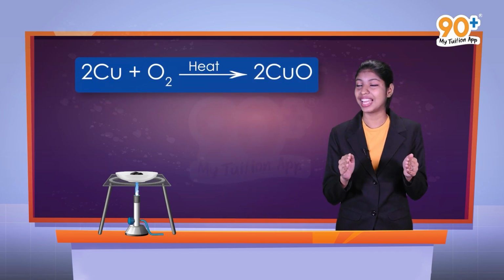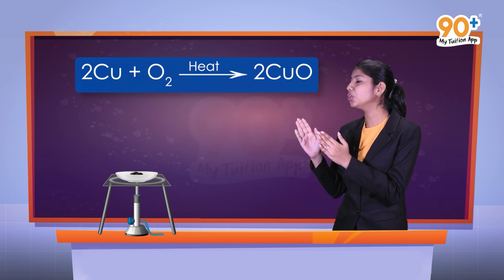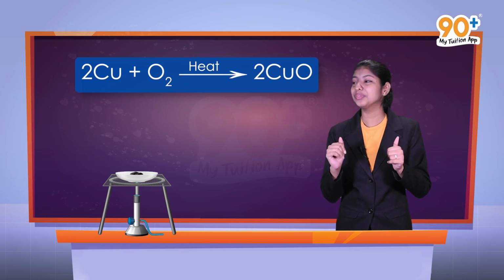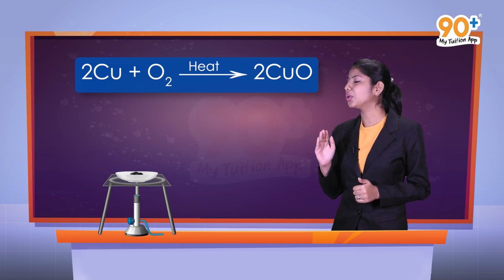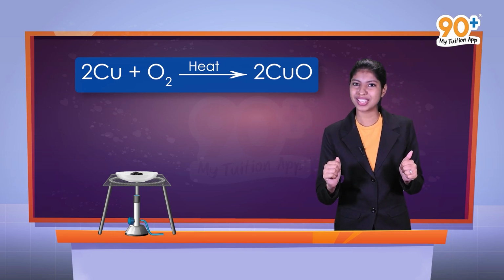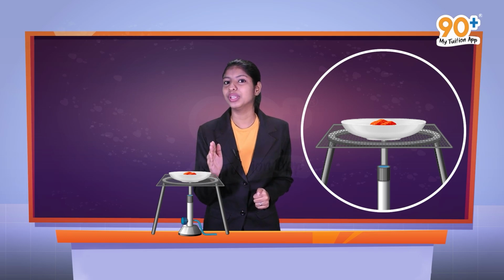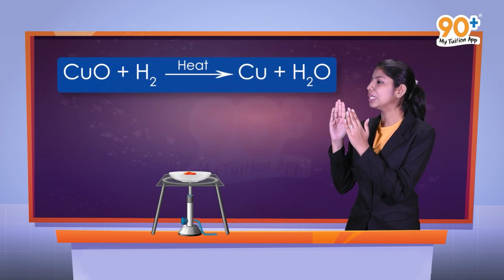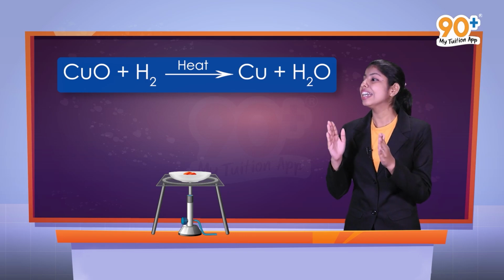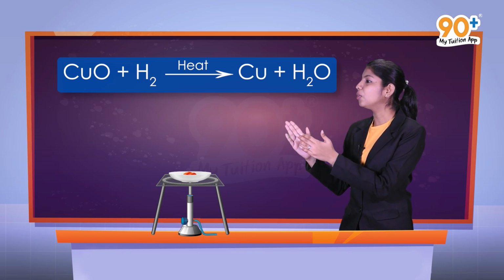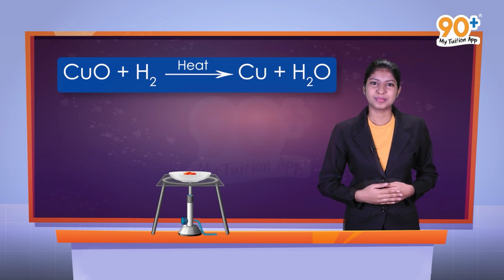And here is the chemical reaction: 2Cu plus O2 on heating is converted into 2CuO, that is copper oxide. When we pass hydrogen gas over this copper oxide, a reverse reaction will take place and we will get copper, that is CuO plus H2 on heating converted into Cu plus H2O.